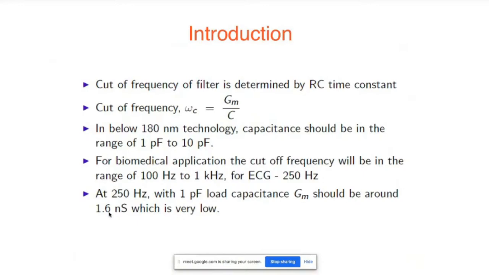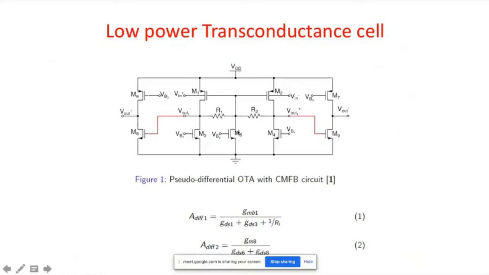So we have proposed a transconductance cell which is similar to the one in Shanti Pawan's TVC paper. If you see, this is a transconductance cell working at 0.5 volts, and we have calculated the differential gain, and 1 and 2, because it's a cascode connection.